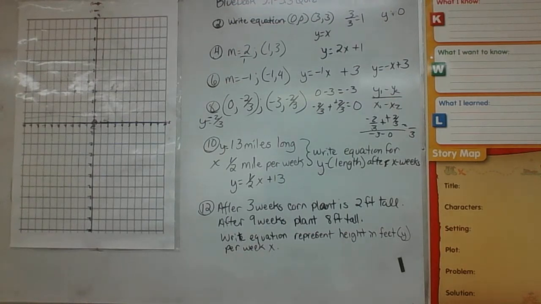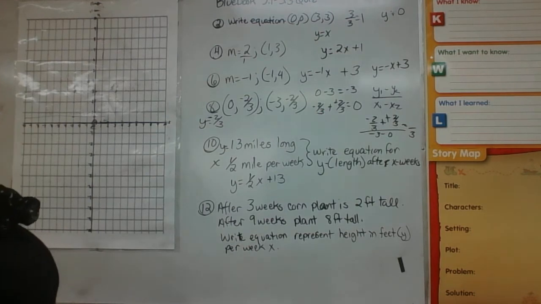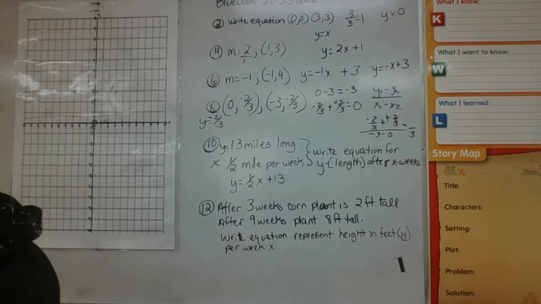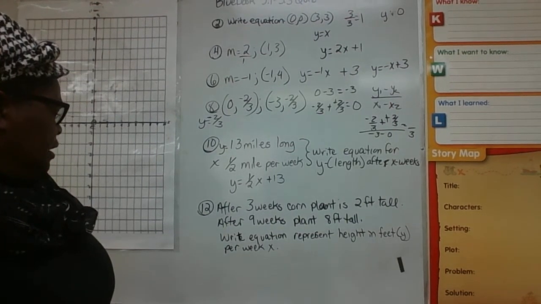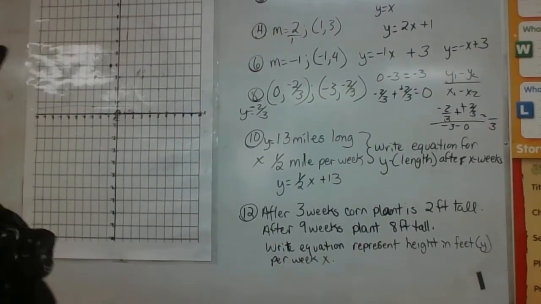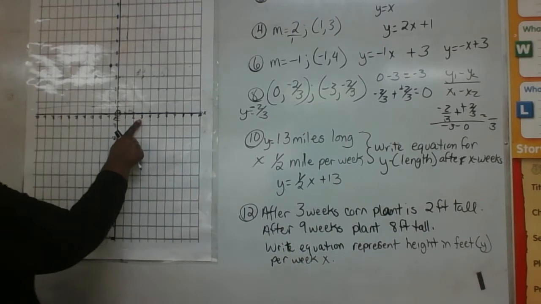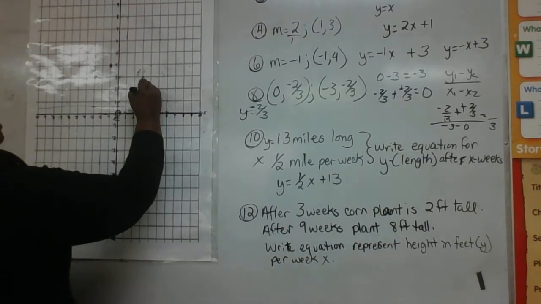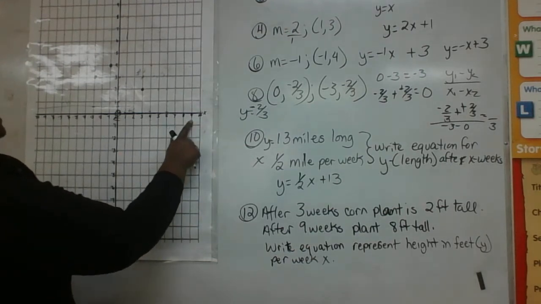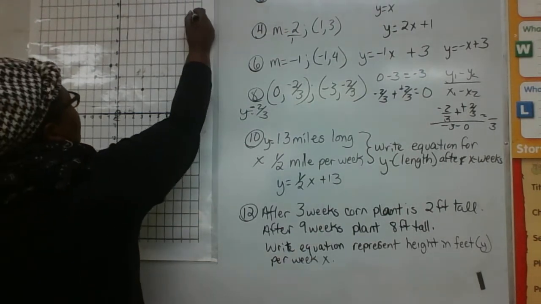All right. Moving forward on number 12. After 3 weeks, a corn plant is 2 feet tall. After 9 weeks, it is 8 feet tall. What's the equation? Y in feet and x in weeks. Well, let's take a look. We have to plot those 2 points. After 3 weeks, 2 feet tall. And after 9 weeks, 8 feet tall.